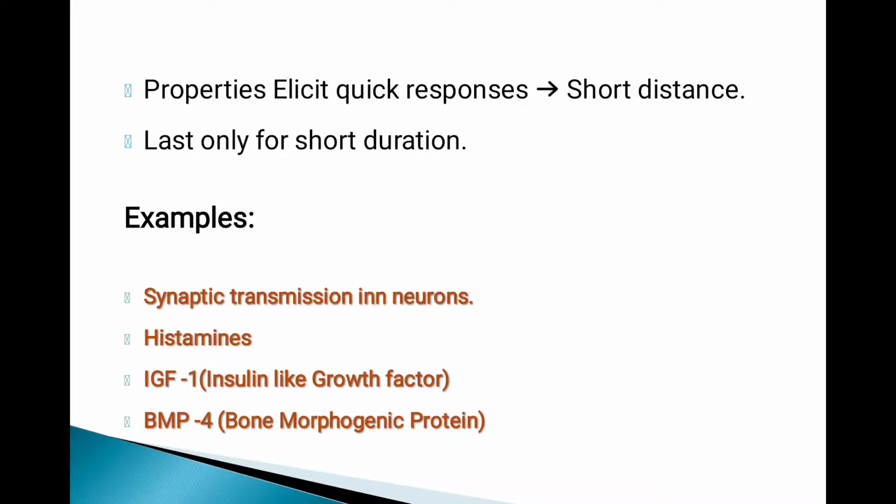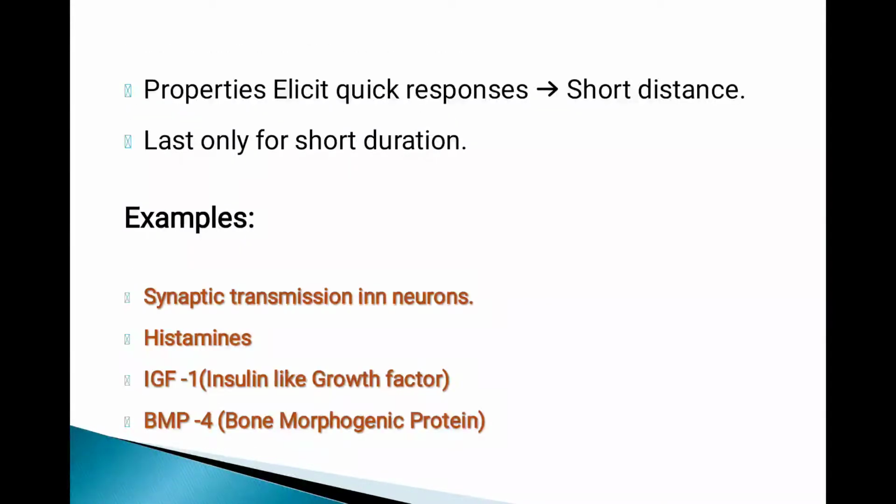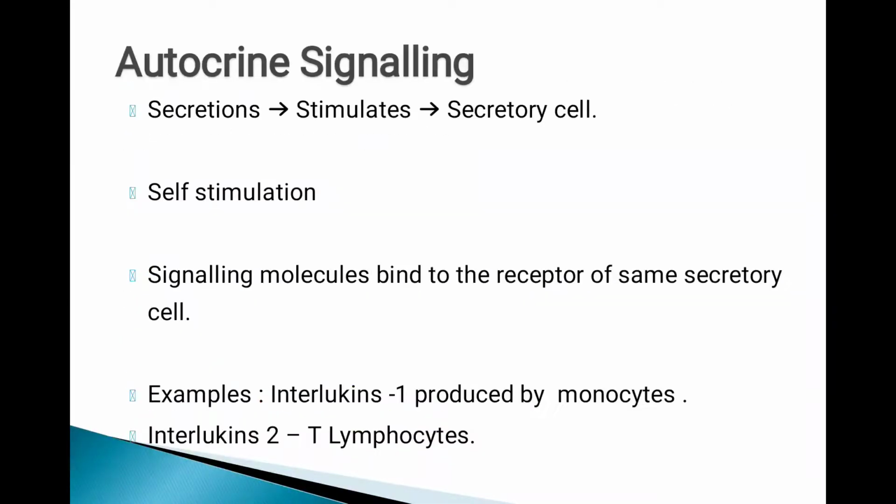The other examples for paracrine signaling are synaptic transmission in neurons, histamine, which mediates the inflammation, insulin-like growth factor that is produced in the liver cells, which stimulates the neighboring cells, and bone morphogenetic protein produced by the kidney. So these are all examples for paracrine signaling.